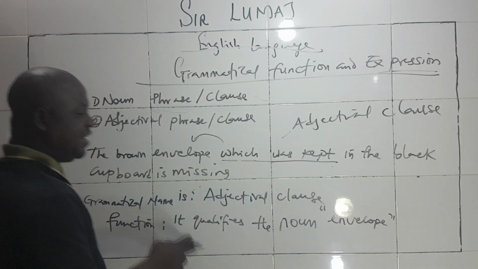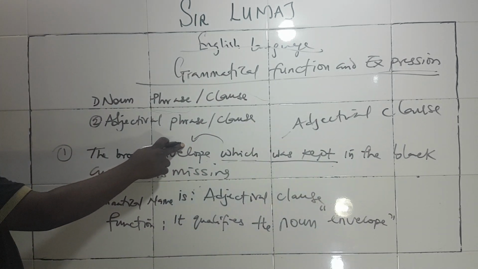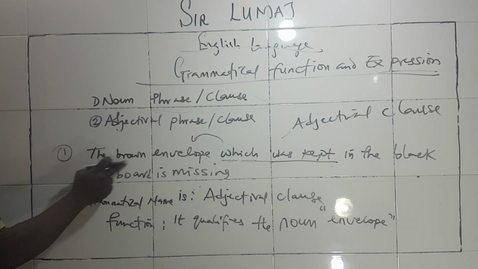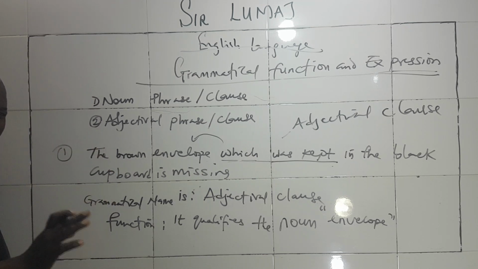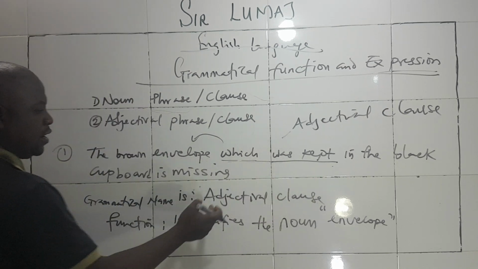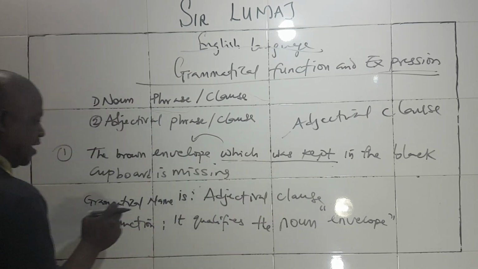It qualifies the noun envelope. Not brown envelope. Brown is what? Adjective. I think that should be clear enough. I repeat it again. You are given this kind of thing. What is the grammatical name?